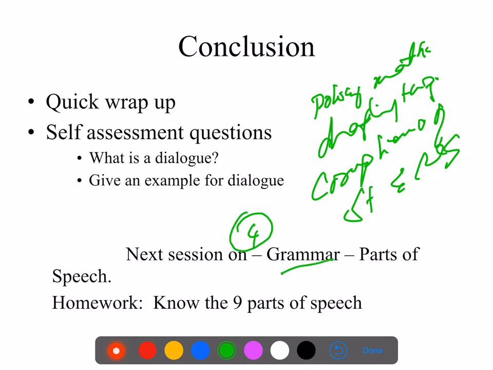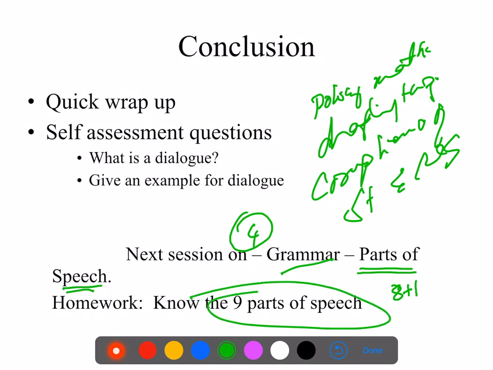It would be on grammar. In grammar, we'll be discussing the parts of speech. I'm sure all of you are familiar with parts of speech. Generally, people talk of 8 parts of speech, but we're talking about 8 plus 1. I guess short homework. Just refresh your memory about the parts of speech which you studied in school or maybe in your PU classes. Is it clear? Next session would be on grammar. To be specific, it would be parts of speech.